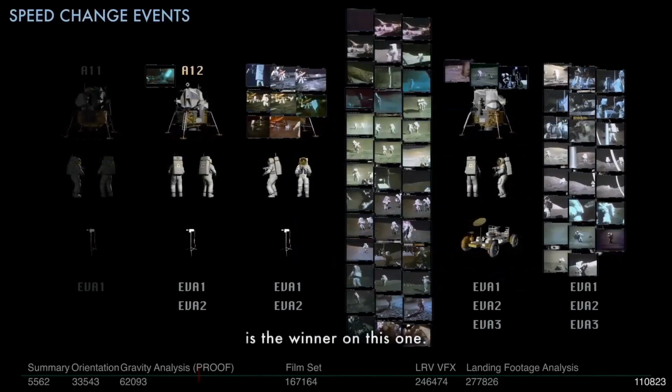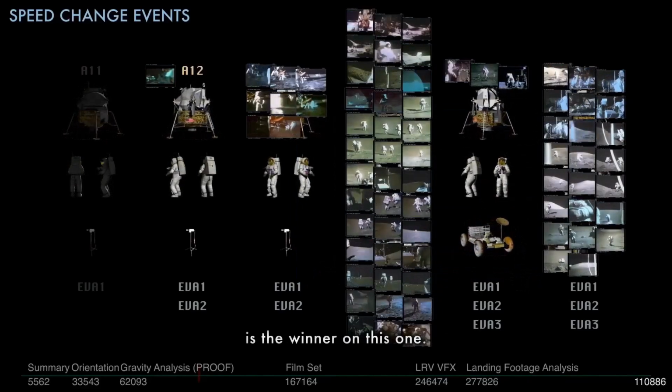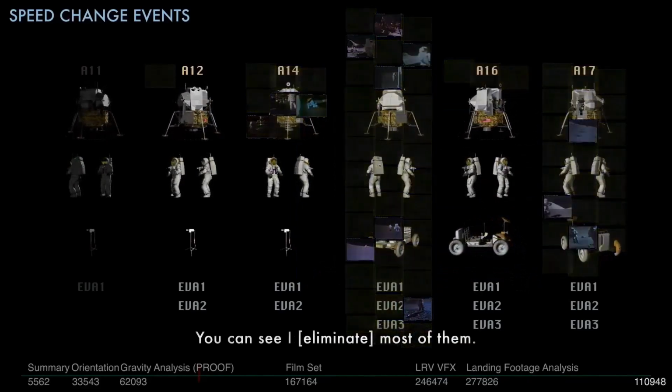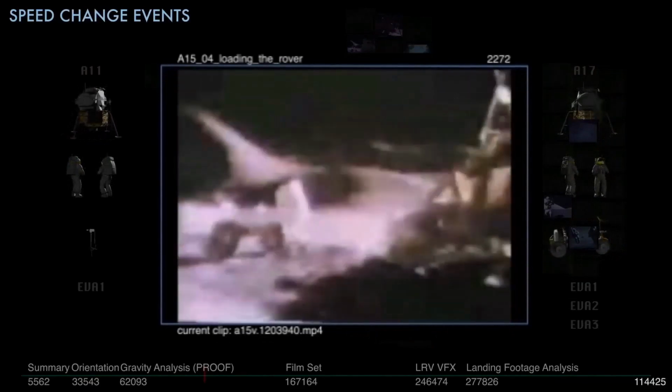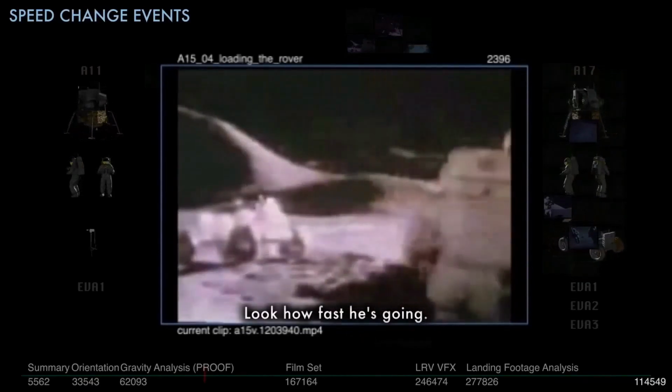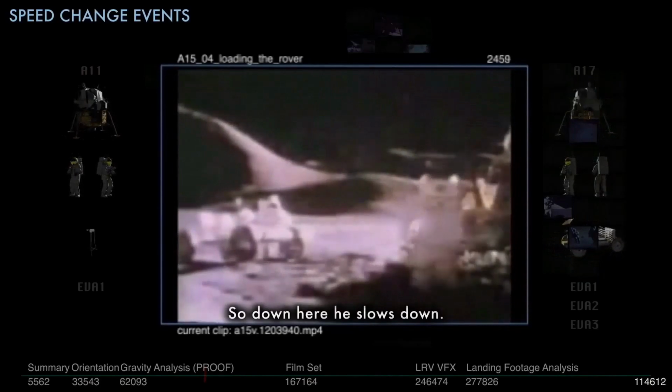Here you can see A15 and the winner of this one. You can see I eliminate most of them because you lack motion blur, so here's their version. Look how fast he's going. So down here he slows down.